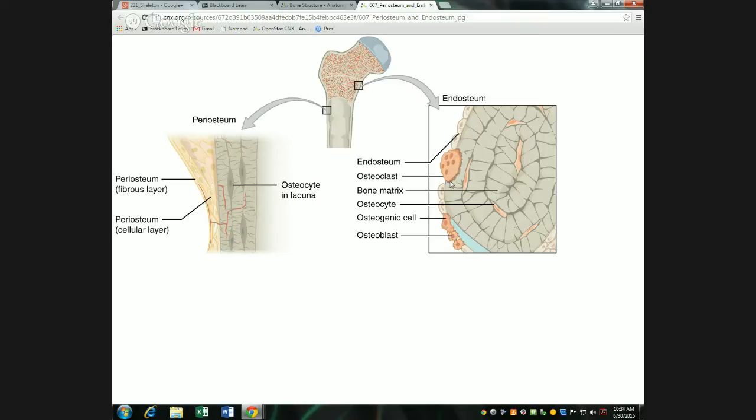There's a fourth type of cell that has osteo in its name. That's what's called an osteoclast. Osteoclasts are separate from the other three types of cells.